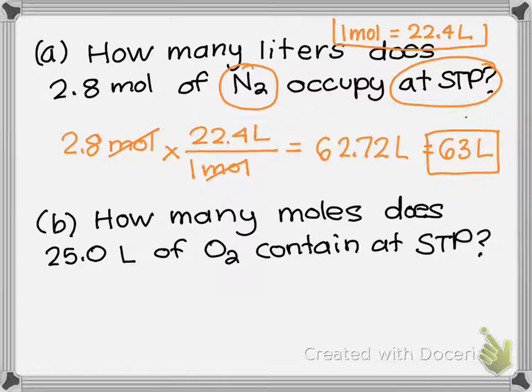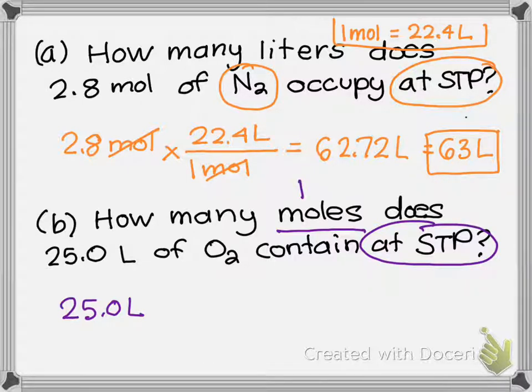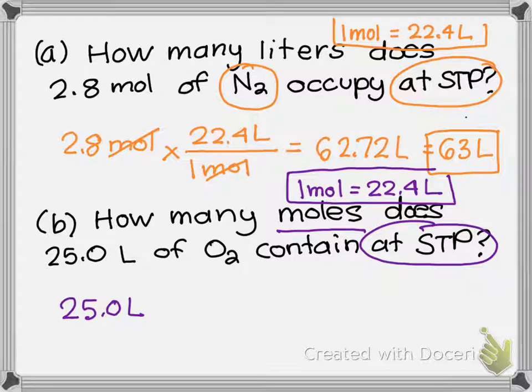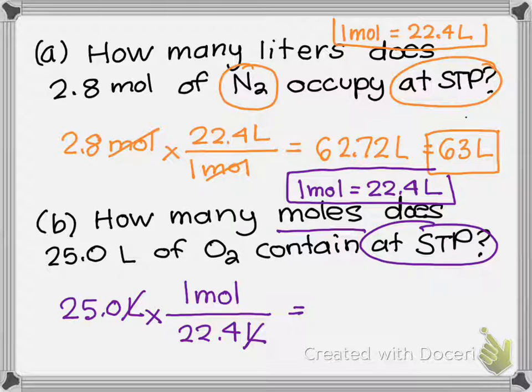Now let's try another one. It says how many moles does 25 liters of O2 contain, and there's that magic at STP. So when I see at STP, I remember this relationship because it's very helpful. 1 mole of any gas or mixture of gases is 22.4 liters. So I write down what I'm given, and if I put the 22.4 liters on the bottom, so the liters will cancel, and the 1 mole on the top, I can determine that 25 liters of oxygen would have 25 divided by 22.4, 1.116 moles of oxygen, to 3 significant figures, 1.12 moles of oxygen.